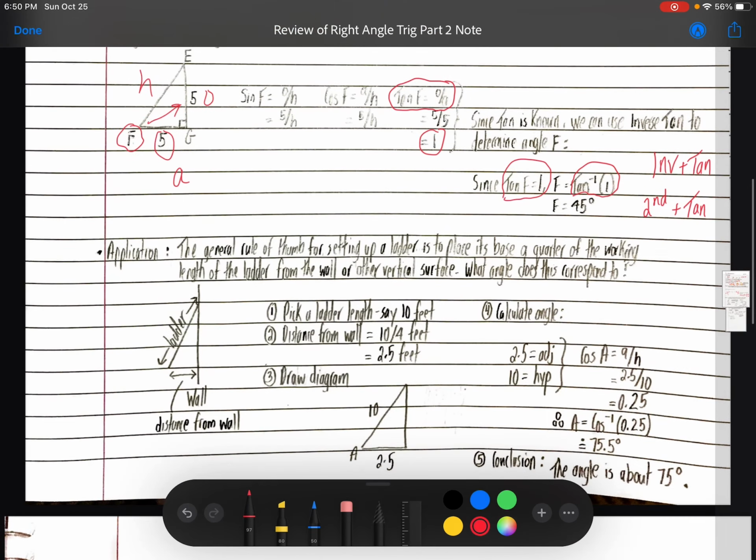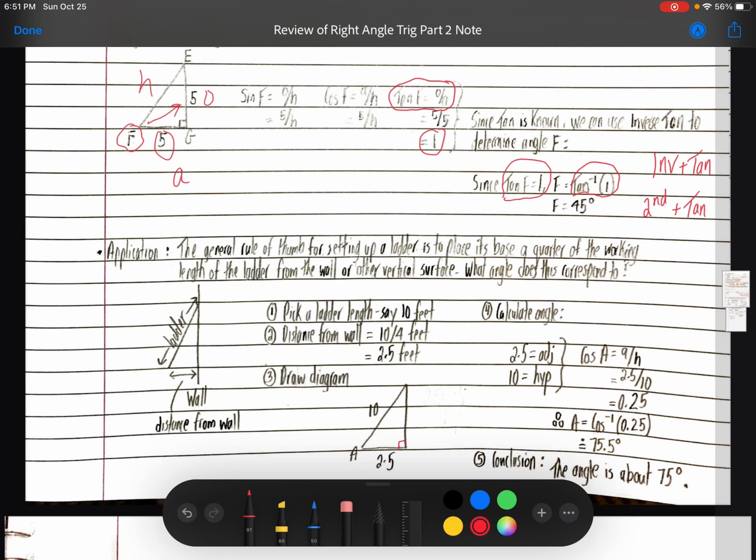Alright, so the next question is a bit of an application. The general rule of thumb for setting up a ladder is to place its base a quarter of the working length of the ladder. So, for example, if you have a ladder that was 10 feet, then if you divide it by 4, that means 2.5 feet, it means the bottom of the ladder should be no more than 2.5 feet away from the wall that, let's say, the ladder is leaning up against.